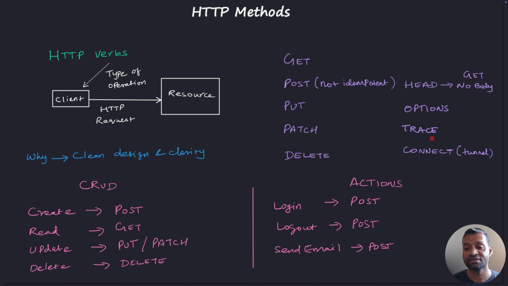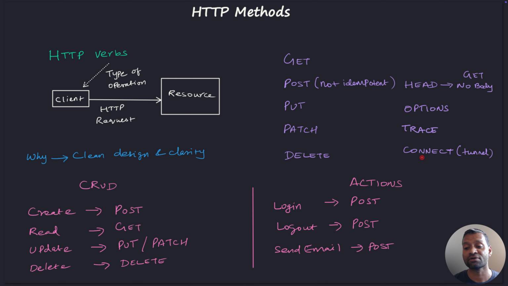Then we have TRACE. TRACE is one of the rarely used HTTP methods, and normally you'll use TRACE for diagnostics. When you use TRACE method to send a request, your server will echo that request back to you. So this way you'll be able to see what request has reached your server, and you'll be able to figure out if anything is wrong with that. So that is what TRACE does.